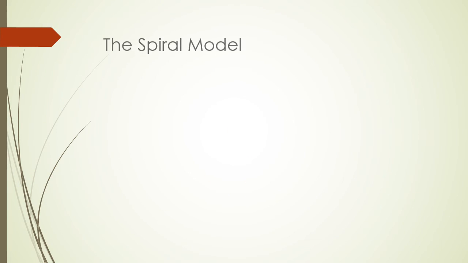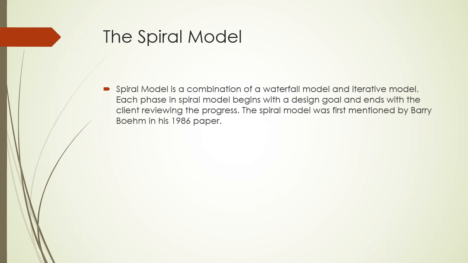The spiral model. The spiral model is a combination of the waterfall model and the iterative model. Each phase in a spiral model begins with a design goal and ends with the client reviewing the progress. The spiral model was first mentioned by Barry Boehm in his 1980 paper.